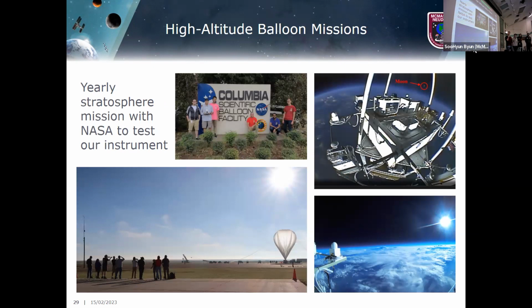And this is really exciting stuff. The images here show our payload down here, as well as up there on the edge of space in the stratosphere on a balloon. Really important testing for the payload and the satellite that we do every year with NASA.